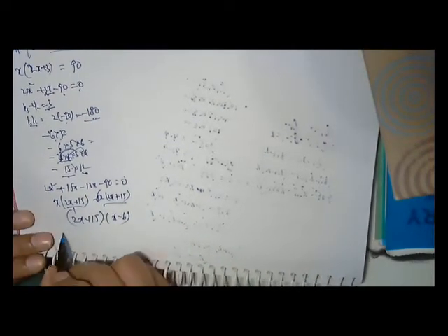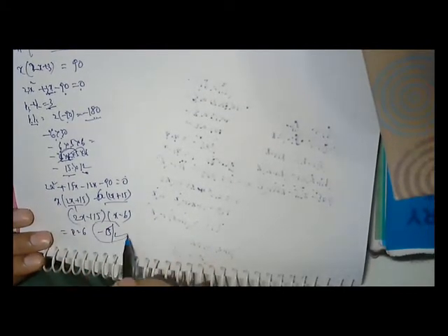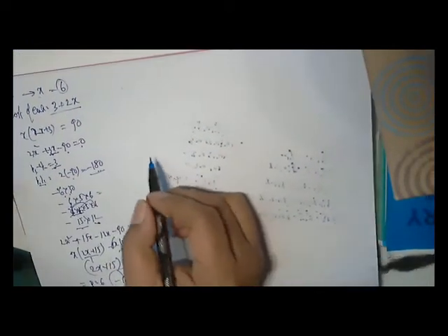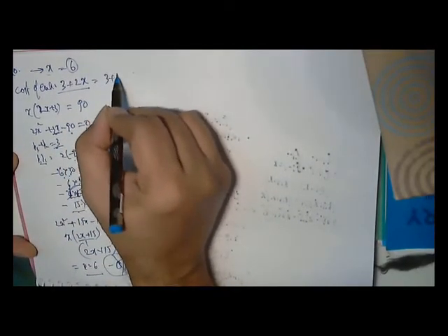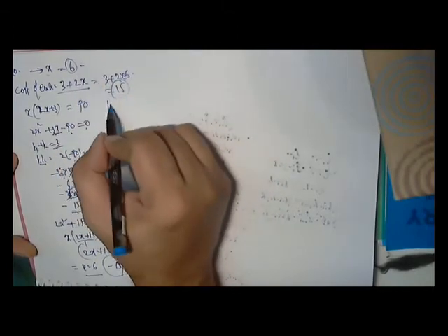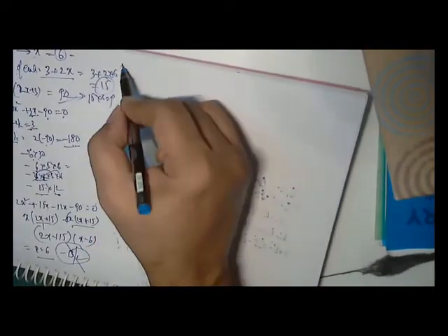So the number of articles x is 6, or x is minus 15 by 2. The number of articles cannot be negative. So this is 6. So there are 6 articles and the cost of each article is 3 plus 2 into 6, that is 15. Total cost is 15 into 6, that is 90. Okay, this is the problem.